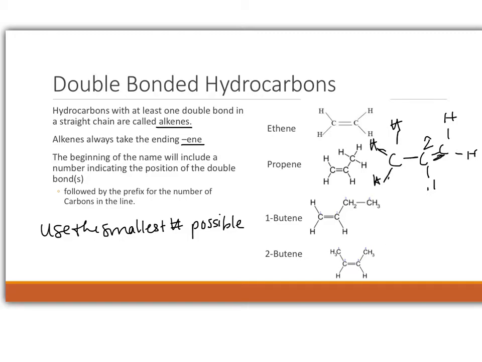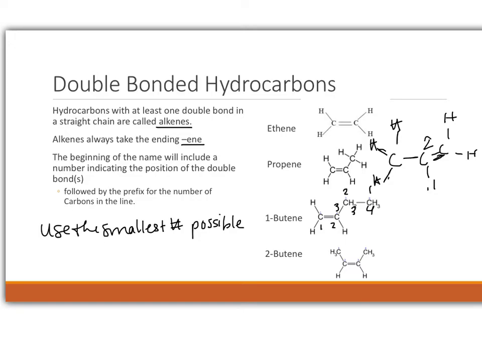Okay, so that's why, say for this 1 butene, if you were to count from the other way, it'd go 1, 2, 3, and you might say 3 butene. Or if it was drawn in the reverse, you might say 3 butene. But if you count from the other direction, 1, 2, 3, 4, you can see that it's a 1 butene. Okay, so you always go with smallest number possible.